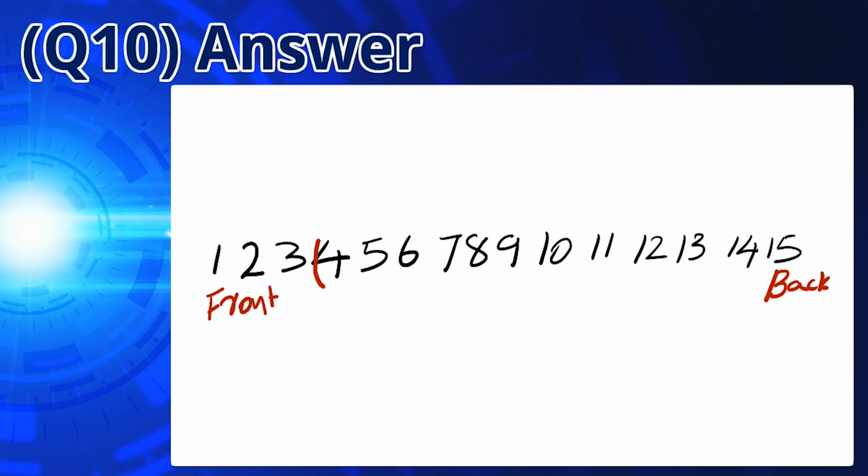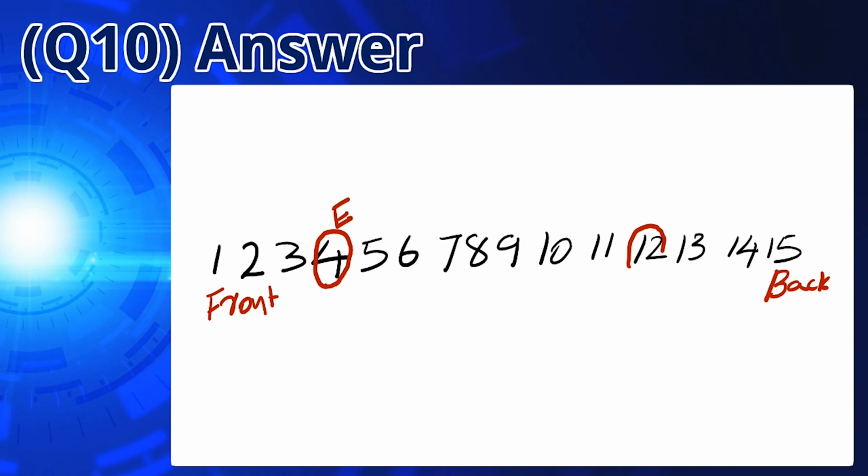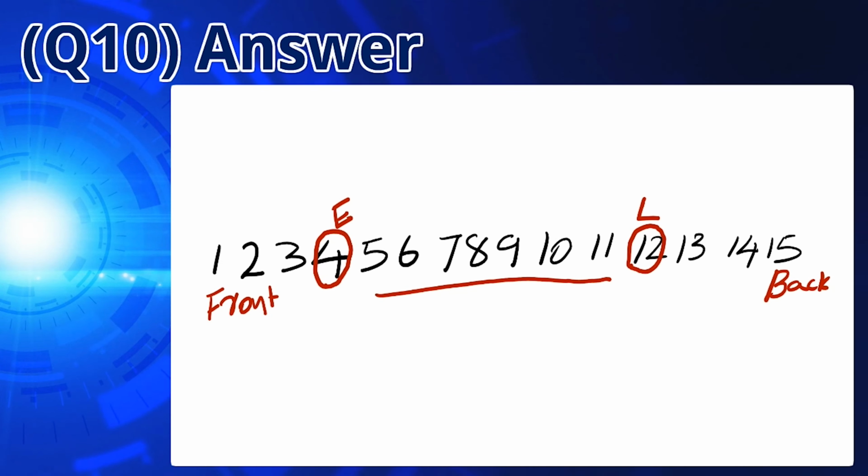Eddie is person number 4. Louis is 4th from the back, which means that he's person number 12. And altogether, there are 7 people in between them. This means that the answer is A.